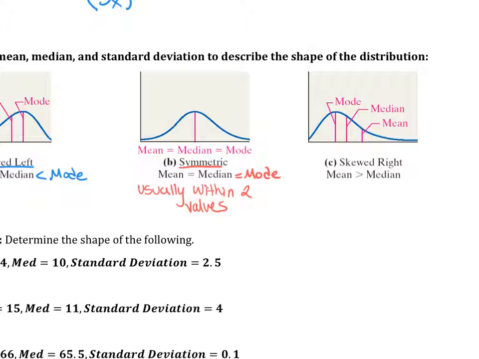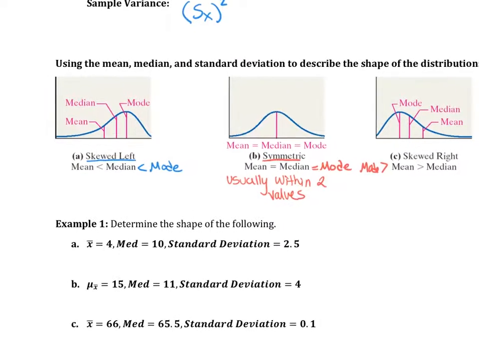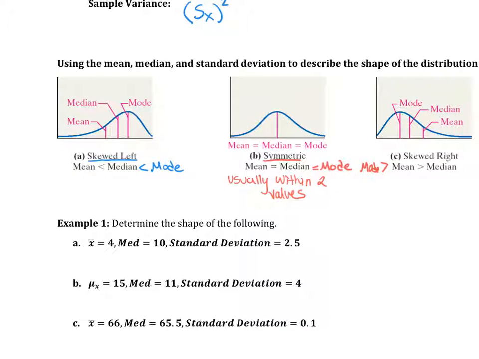And then skewed right is when our mode is the biggest if we have a mode, which is bigger than the mean, which is bigger than the median. So the median would be the smallest. Again, using the mode in this comparison only works if we actually do have a mode. Usually you're just going to be using the mean and the median. So if our mean is smaller, it's skewed left. If our median is smaller, it's skewed right.